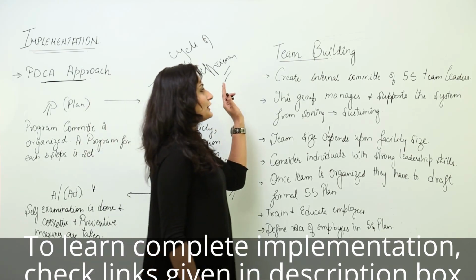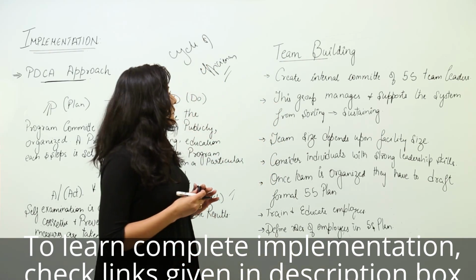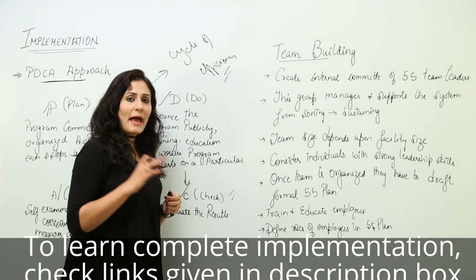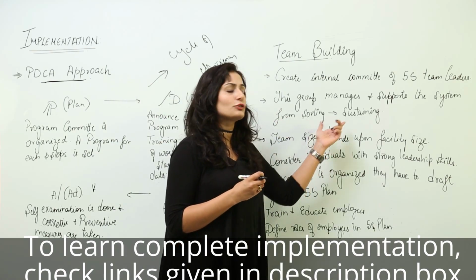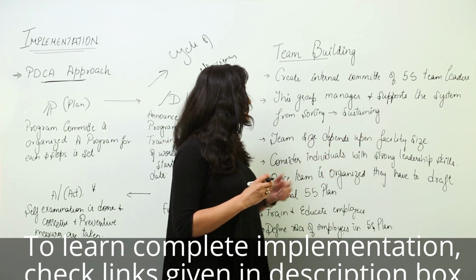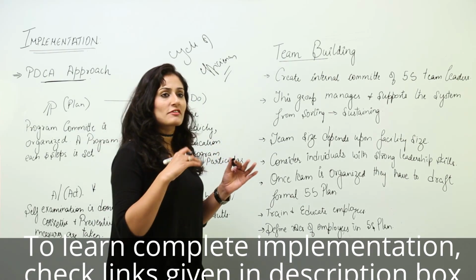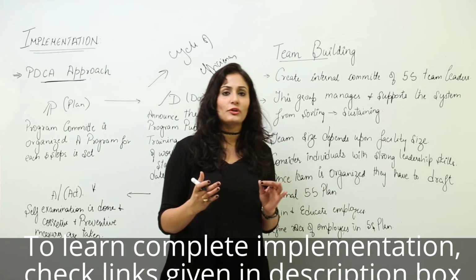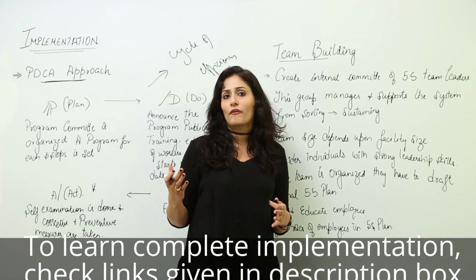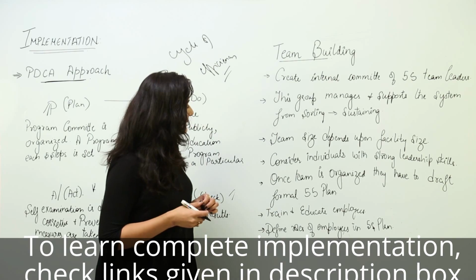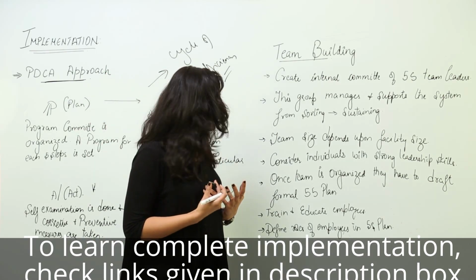So for that, you need to create an internal committee of 5S team leaders, right? And then this group manages and supports the system from the first stage, that is sorting, to the last stage, that is sustaining. And then the team size depends upon the facility size. Obviously, it's a directly proportional relationship. That is, if there's a bigger facility, the team would be big, and if it's a small office, then even one person can handle the complete thing. So consider individuals with strong leadership skills.